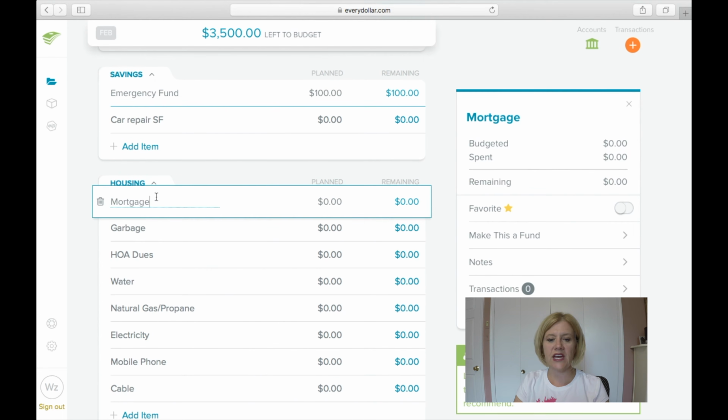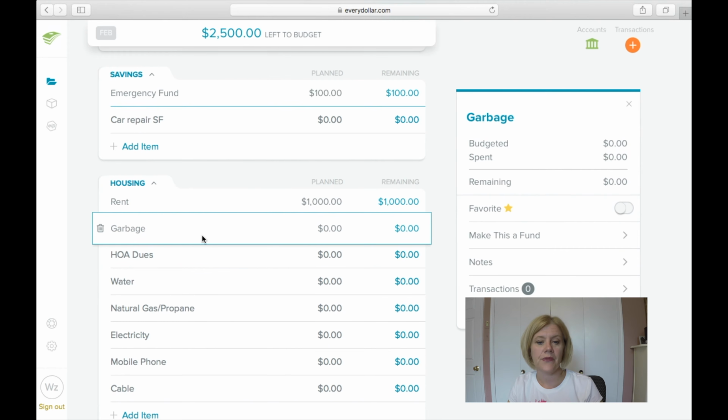We don't have a mortgage. We actually have rent. So we're going to change that to our rent. We actually don't have rent, as I've covered previously, but for the sake of this tutorial, we have rent because we are not buying anything until we can pay for it. So we have garbage and water here in this area combined together.